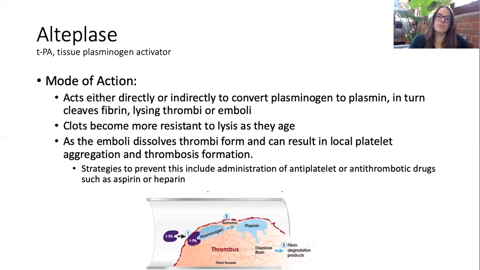The number one treatment for ischemic stroke is alteplase, also known as TPA or tissue plasminogen activator. Alteplase works by acting directly or indirectly to convert plasminogen to plasmin, in turn cleaving fibrin and lysing thrombi or emboli. It's important to note that clots become more resistant to lysis as they age.